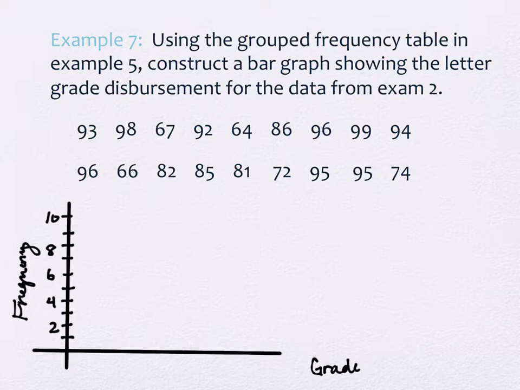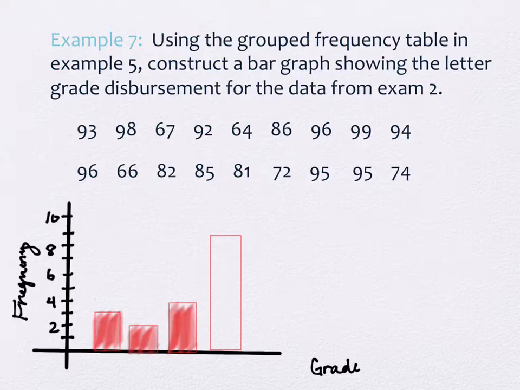So the first one is a bar of height 3. And then I need a bar of height 2. And the bars should have the same width, approximately, and there should be space between them. And then I need a bar of height 4. And then I need a bar of height 9. Again, approximately the same width. And if I shade them in just for visual referencing.